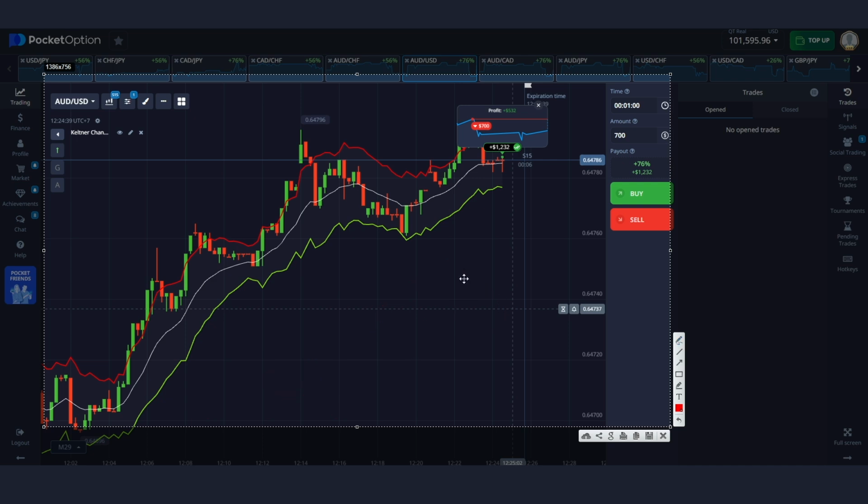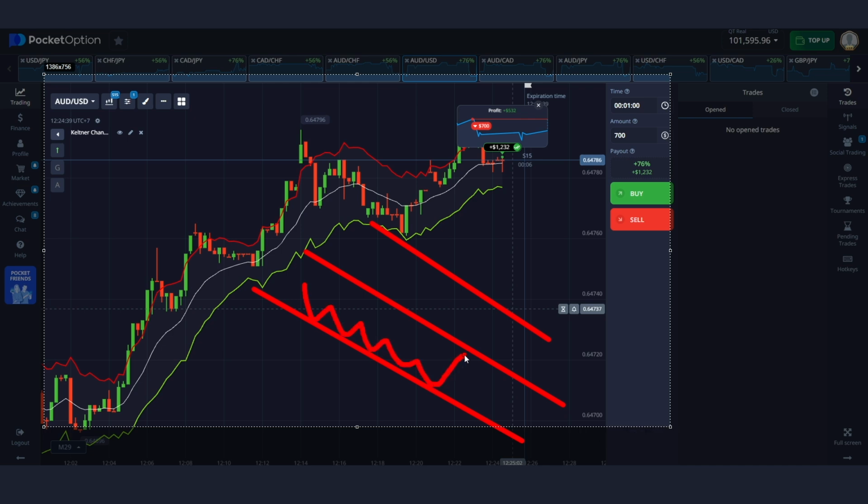But if we have a downward movement, let's draw it. Here we have a downward movement, and the price is near the lower boundary. And suddenly it bounces back to the middle line, then we enter again in the direction of the trend. That is, from the middle boundary, we only trade with the trend. If we have a downward movement, for example, and the price is at the top, then we do not trade from this boundary. Only if the price is in the lower channel.